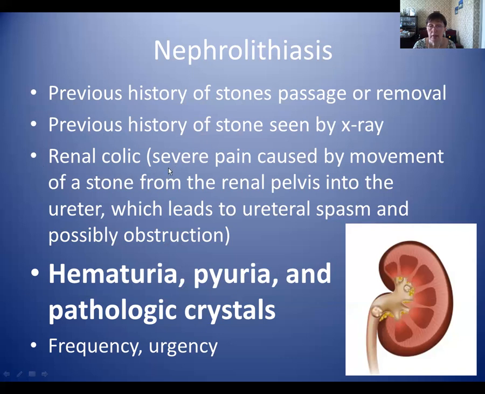Renal colic is a specific syndrome which contains, first of all, severe pain caused by movement of a stone from the renal pelvis into the ureter, which leads to ureteral spasm and possibly obstruction. So these signs are underlined here. The signs of nephrolithiasis in the urinalysis may be hematuria, pyuria, and pathologic crystals. And of course, your patient will complain about frequency and urgency of urination.